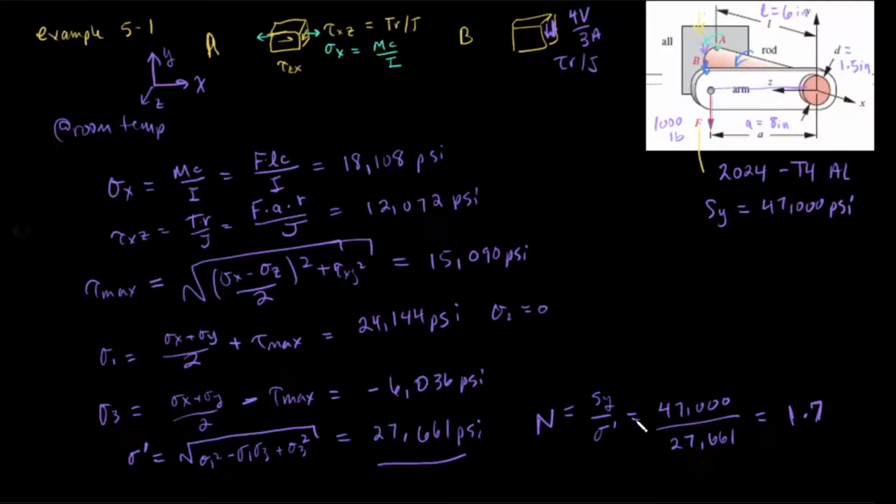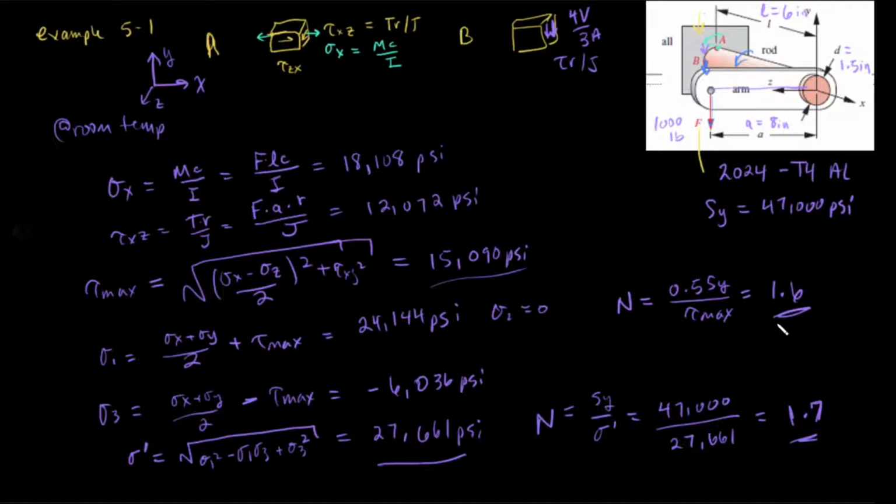Now, if we use the maximum shear stress theory, the safety factor in this case is 0.5 times our yield strength over tau max. This is the other theory that we talked about, and this is the one that is more conservative. If we plug those values in, the safety factor is 0.5 times 47,000 divided by tau max, which is 15,090, and our safety factor in this case is 1.6. So you can see 1.6 is less than 1.7, so this is a more conservative approach.